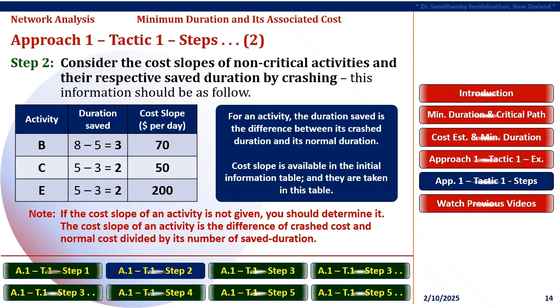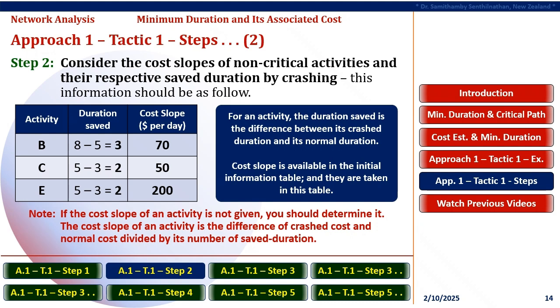In Step 2, consider the cost slopes of non-critical activities and their respective saved duration by crashing. Accordingly, for activity B, the saved duration is 3 days and its cost slope is $70. For activity C, the saved duration is 2 days and its cost slope is $50. And for activity E, the saved duration is 2 days and its cost slope is $200.